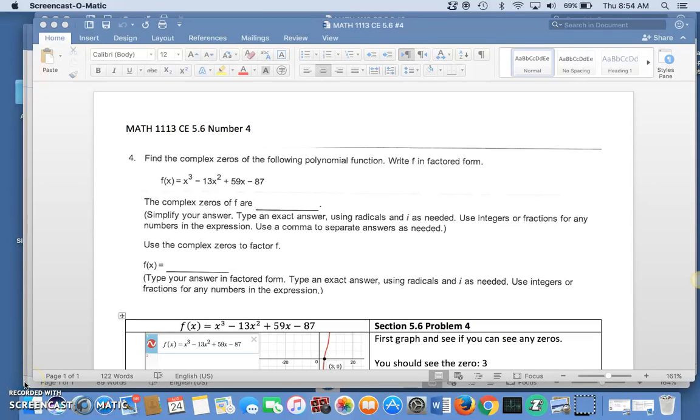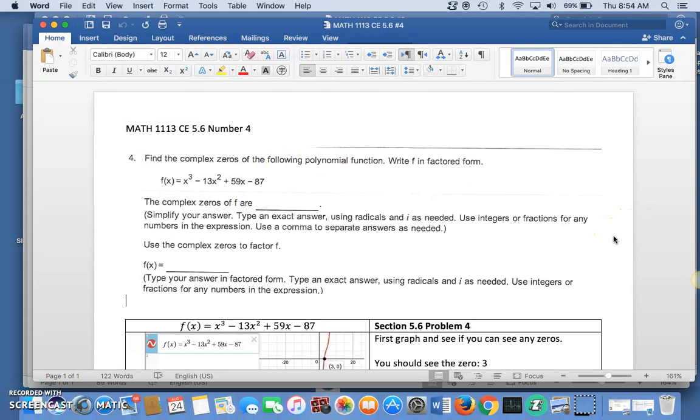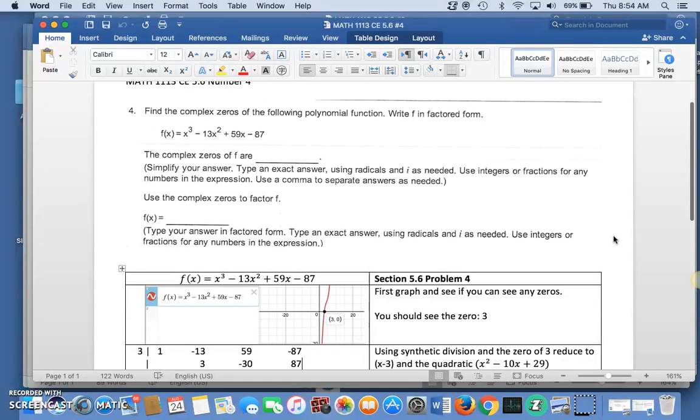Okay, in working section 5-6, problem number 4, it says find the complex zeros of the following polynomial. Write f in factored form. Well, the first thing you want to do is if you can find one real zero, one something to start with, it's going to make this much easier. So I would stick this in the graphing calculator, which I've done here, and you see that you can find this one nice little number of 3.